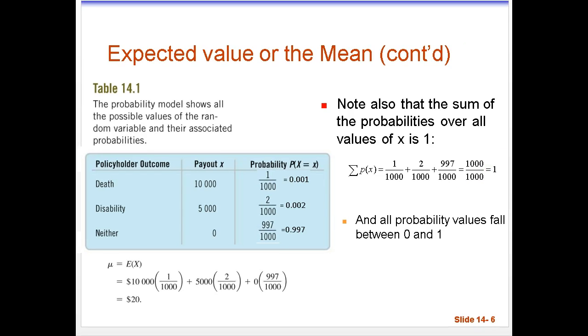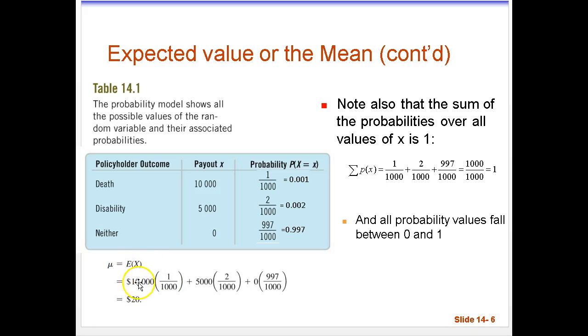Now, when we have probability distributions, a common question is what is the mean or the average of the distribution, but another way to look at that is what is the expected value of the distribution. And according to our notes, in order to find that expected value, we take each value of X and multiply it by its associated probability.